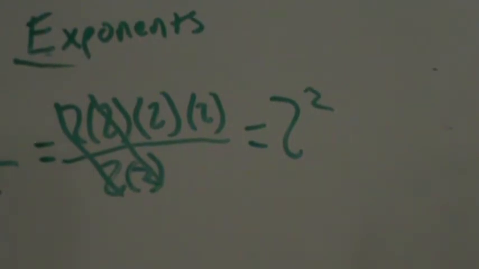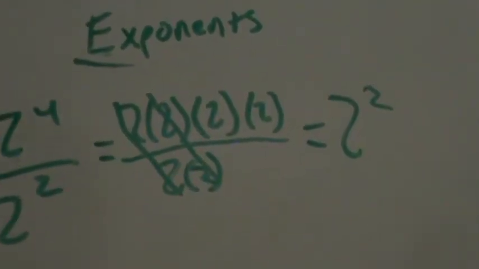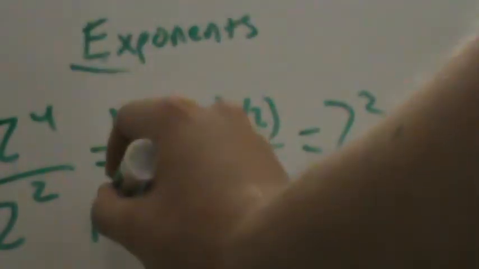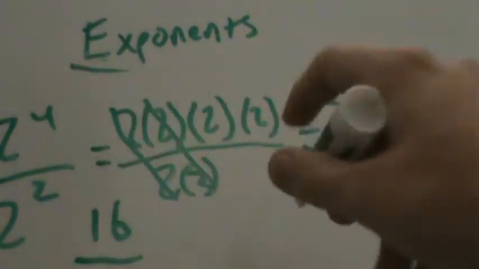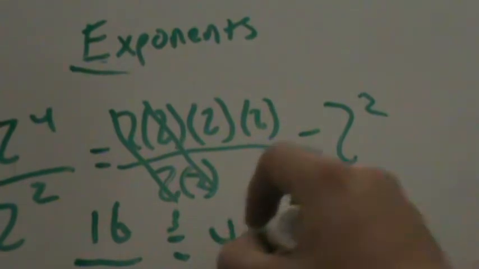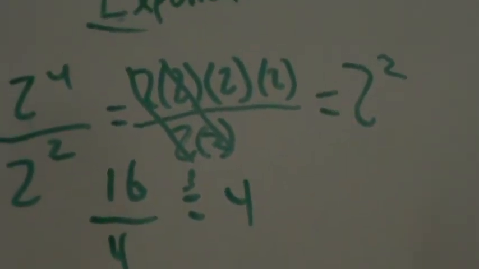And is this expression true? Is 2 to the fourth divided by 2 to the second equal to 4? Well, let's look here. 2 to the fourth is 16, and 2 to the second is 4. Does that equal 4? Well, yes, it does. So we just proved this identity.